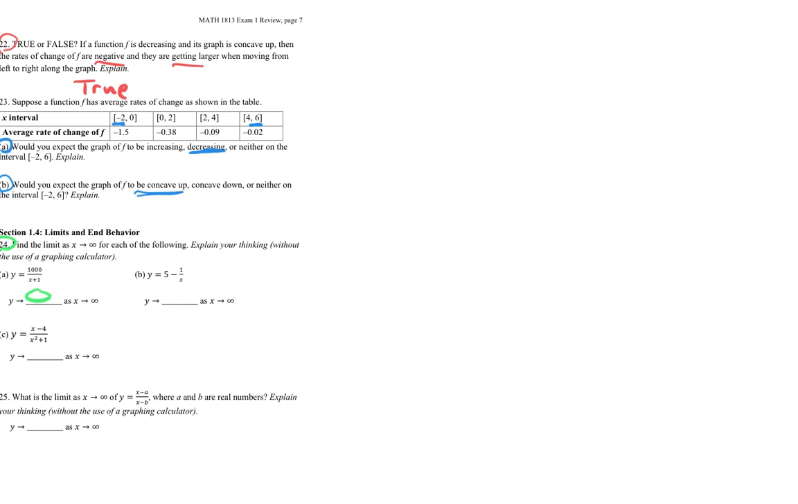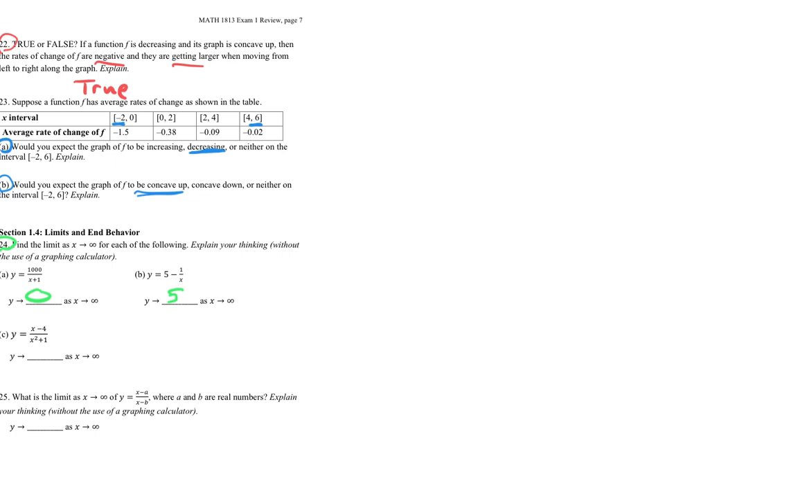And if we look at part B, we have 5 minus 1 over x as x goes to infinity. So 1 over x as x goes to infinity, well, 1 over, say, a really big number like 10 billion, is basically 0. So we're going to have 5 minus 0. So this one we can expect to be 5.